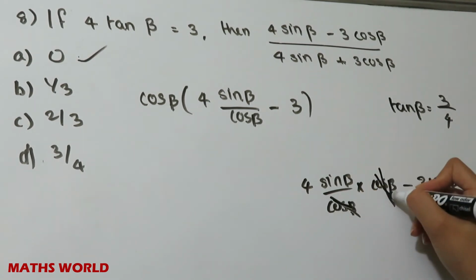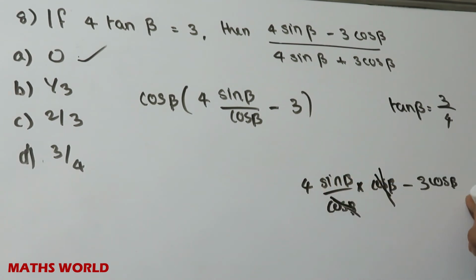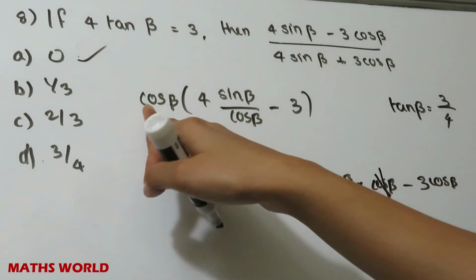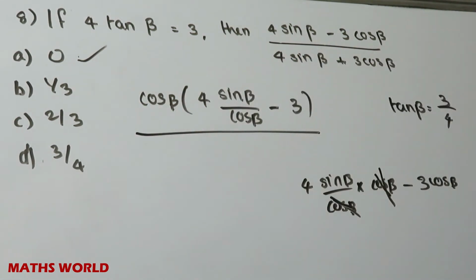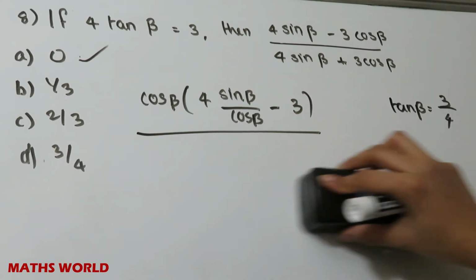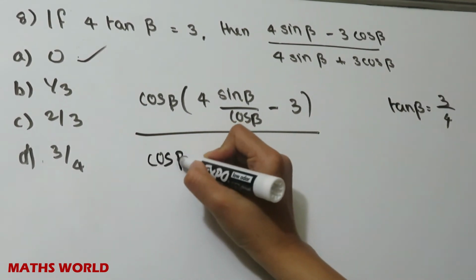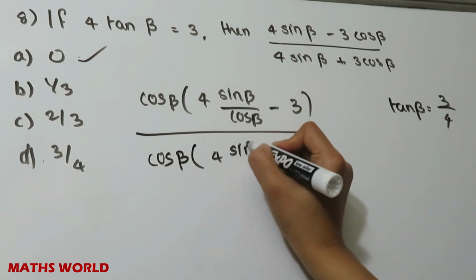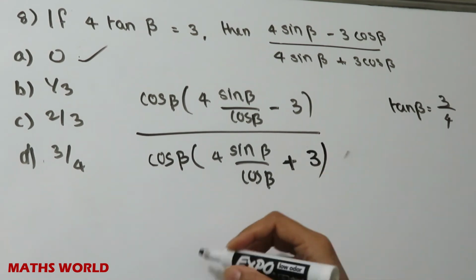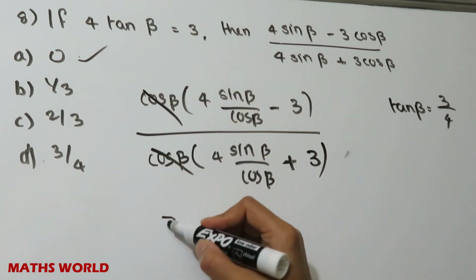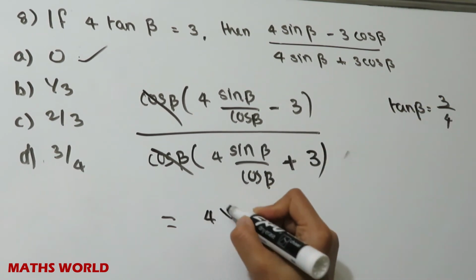Cos beta and cos beta will be cancelled, and this equation will become 4 sine beta minus 3 cos beta. So here the numerator will become cos beta into 4 sine beta by cos beta minus 3. Similarly, we need to take cos beta from the denominator. So cos beta into 4 sine beta by cos beta plus 3. Cos beta and cos beta will be cancelled, and here sine beta by cos beta is equal to tan beta. So substitute the value.